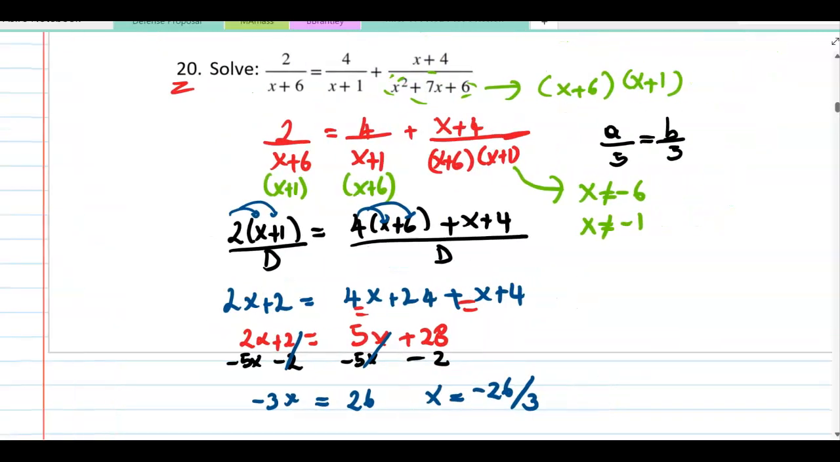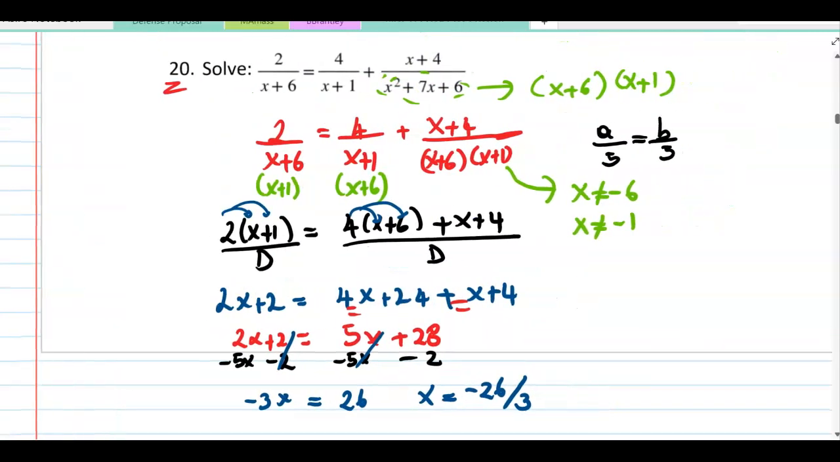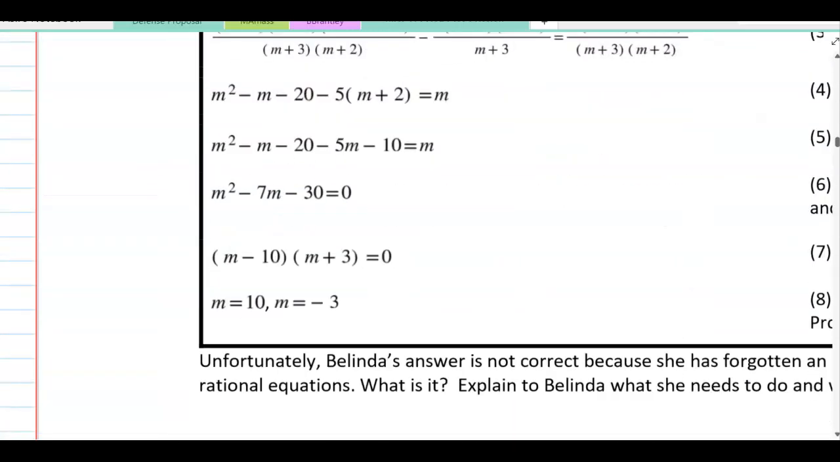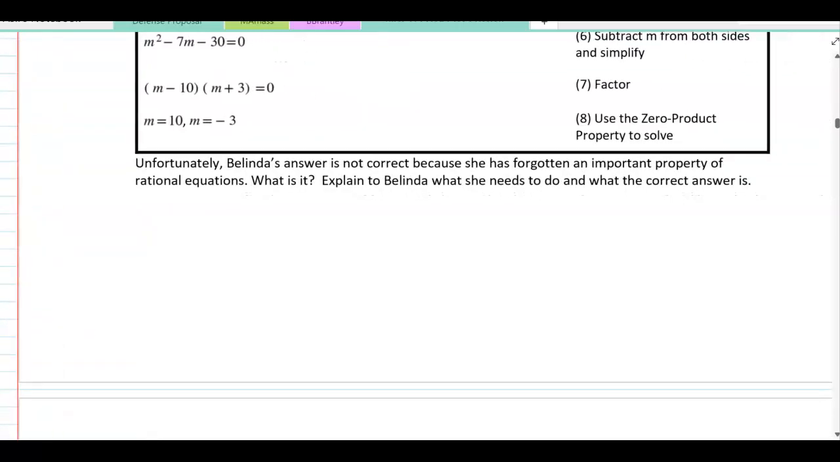Okay, I'm checking with my denominator restriction here. That's fine, so this is the solution. Right, I'm going to solve one more question in this video because we're going on the 12th minute mark. Let's see what we have.